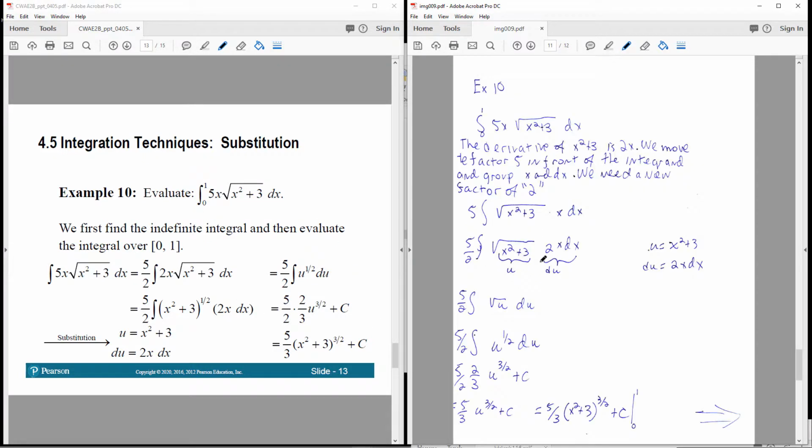Let's look at another one here. Here I have x to the, this is example 10. In this case here, the derivative of x squared plus 3 is 2x. When I look at it, I would expect it, I don't see a 2. I see the x part, but I don't see the 2. The 5, I think, is extra, so I move that factor of 5 out. So I have my x dx there. So I need a new factor of 2.